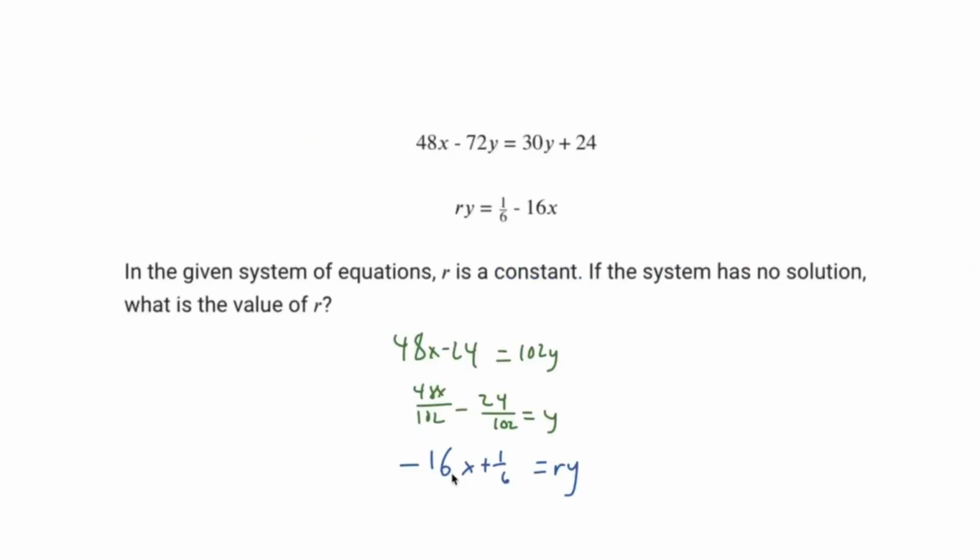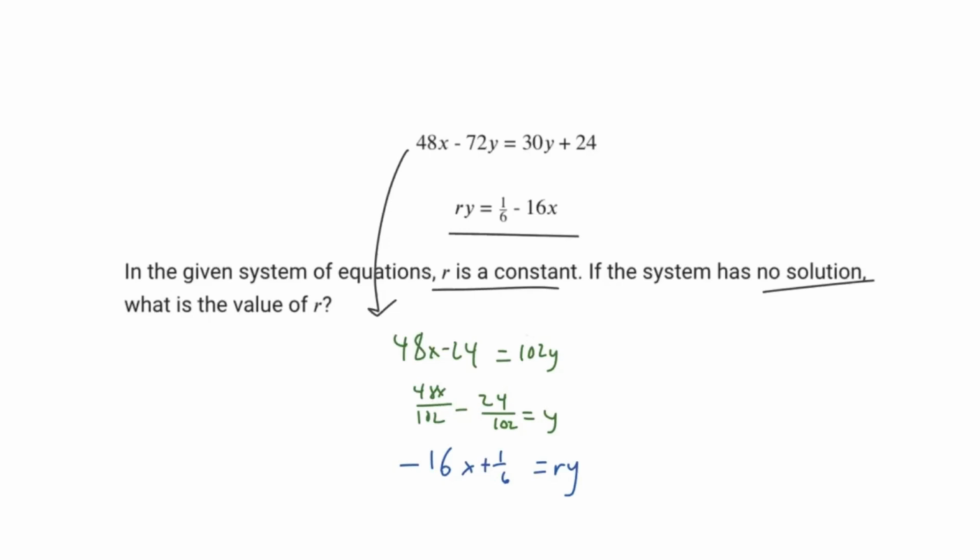In the given system of equations, r is a constant. If the system has no solution, what is the value of r? So I already did some of the work here because writing with a mouse is very hard. So we just arrange the top equation into slope-intercept form. So we get y equals 48x over 102 minus 24 over 102. And we compare that to the other equation, which is stated, ry equals 16 minus 16x.